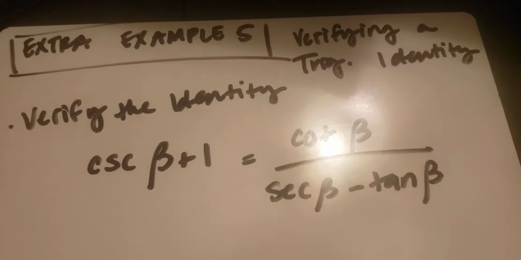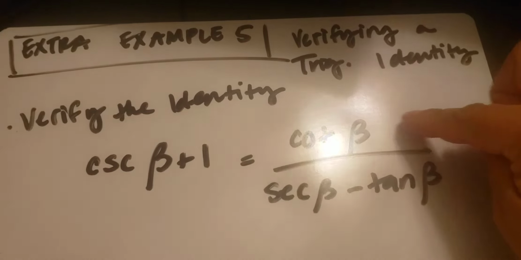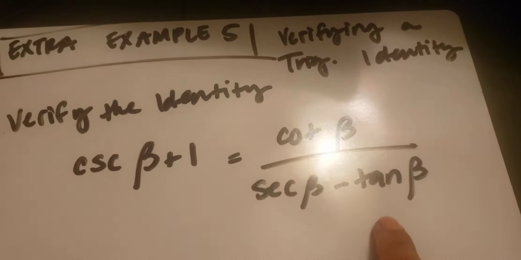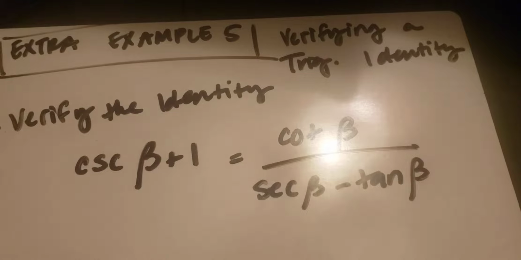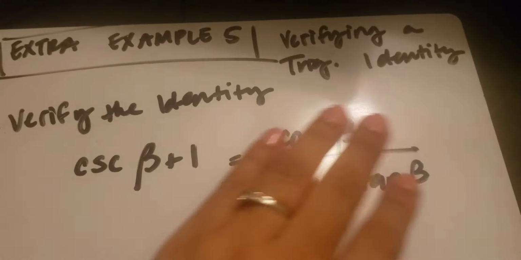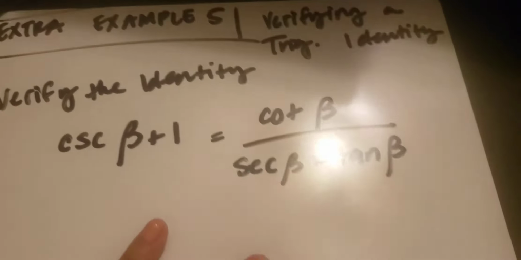All right, boys and girls, moving on to example 5. They want us to verify the identity, and we have cosecant of beta plus 1 equals cotangent of beta over secant of beta minus tangent of beta. Okay, so I think this time I'll work with the right-hand side because I don't think there's enough for me to work with this side, okay?